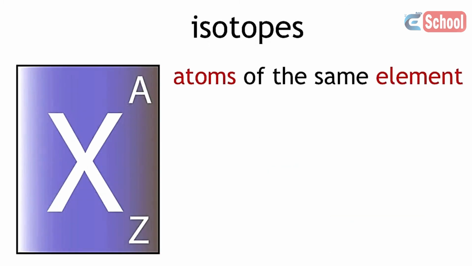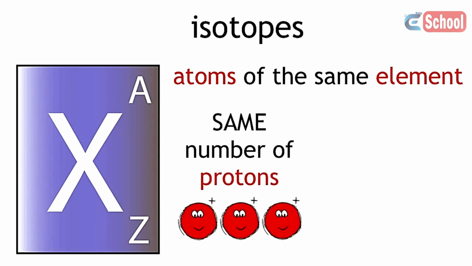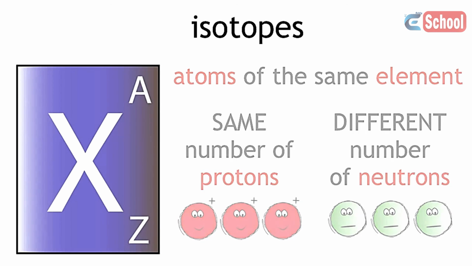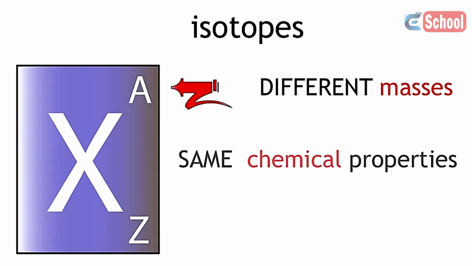So isotopes are atoms of the same element with the same number of protons but a different number of neutrons. They have different masses, but their chemical properties are exactly the same.